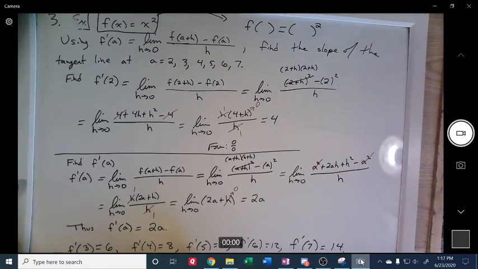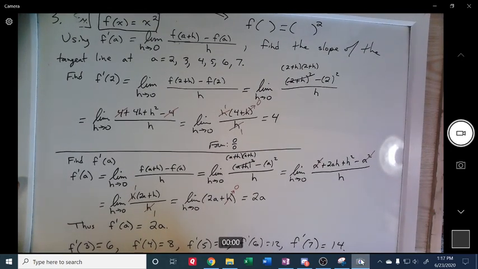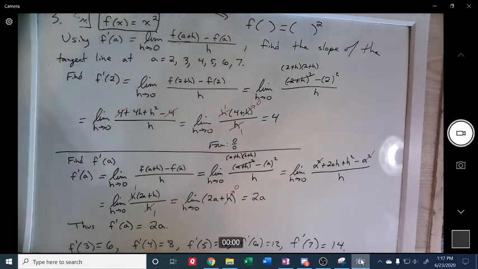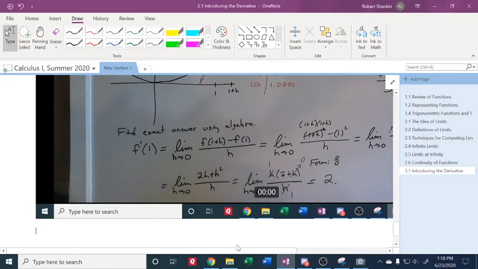That is incredible stuff. We not only can find out the exact slope at a specific point, we can find it for all points. And let me print screen here and put this into the notes.